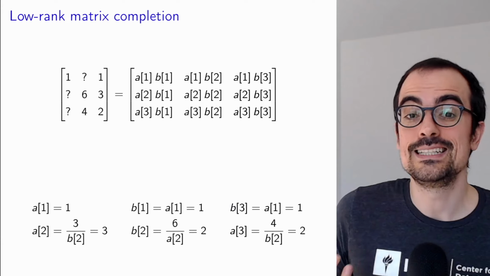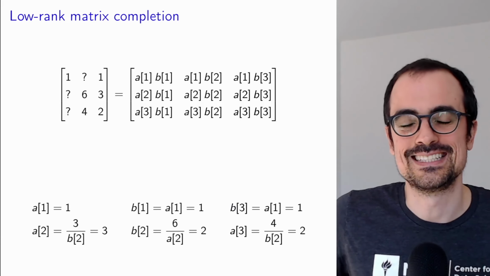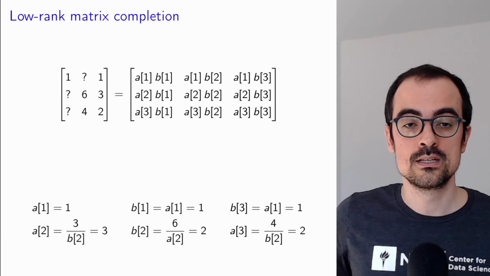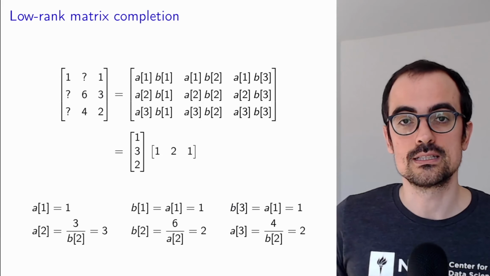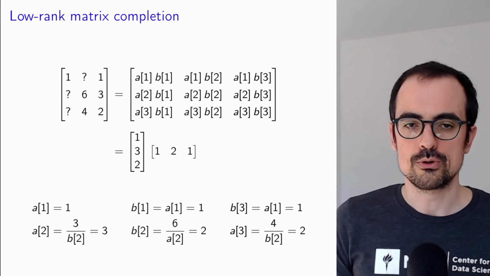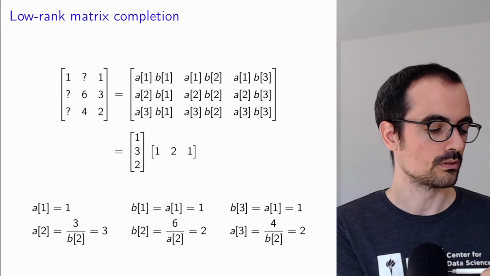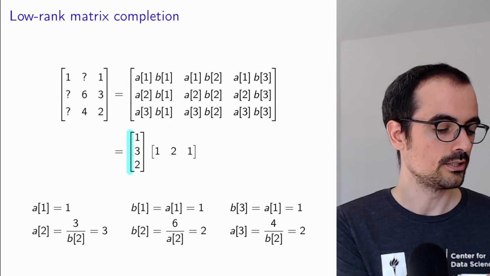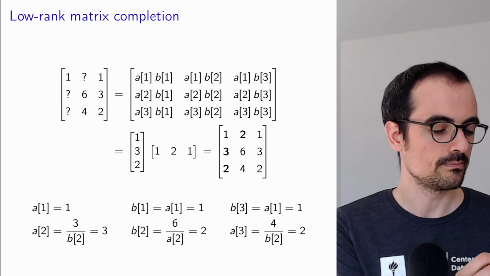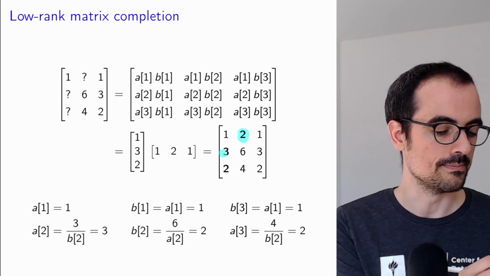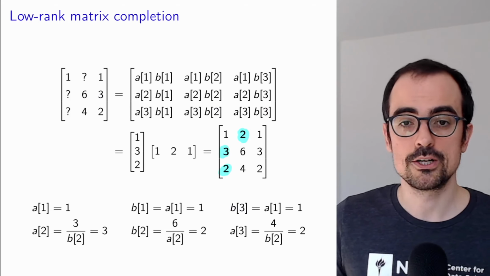Okay, so in this case, because I made up this example, the original matrix was actually rank 1, and we are able to reconstruct it exactly. How do we reconstruct it exactly? Once we have found these two factors, we just multiply them together, boom. We get the original matrix, in particular, the missing entries. Great, perfect.